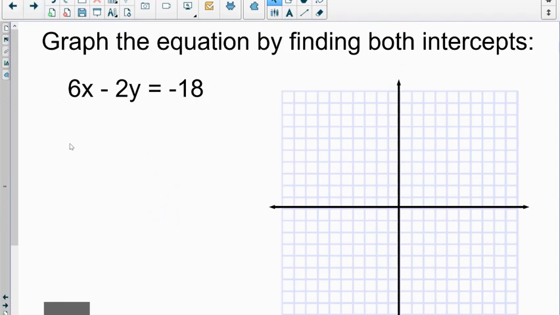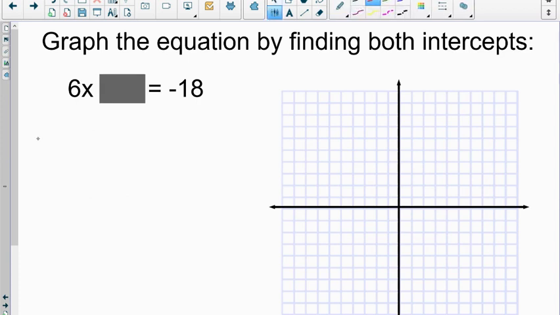Our second problem, graph the equation by finding both intercepts. This is like what we did on Monday, Tuesday. So remember, to find the x-intercept, we want to cover up y, essentially making it 0. So if I want to find the x-intercept here, I'm just going to solve the equation 6x equals negative 18. And to do that, I would divide by 6 on both sides, and I get x equals negative 3.